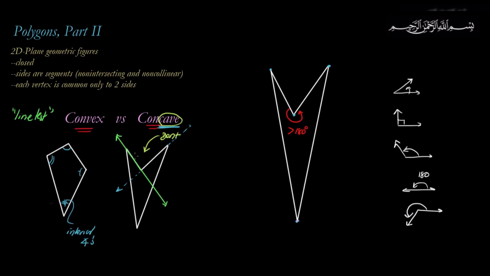So there are two ways of determining whether a polygon is convex or concave. And to me, the easier one is the line test. If you extend any of the sides, those lines would pass through the interior of the polygon. Another way of saying the same thing would be that one of the interior angles has to be greater than 180 degrees. So that's the distinction between a convex and a concave polygon.